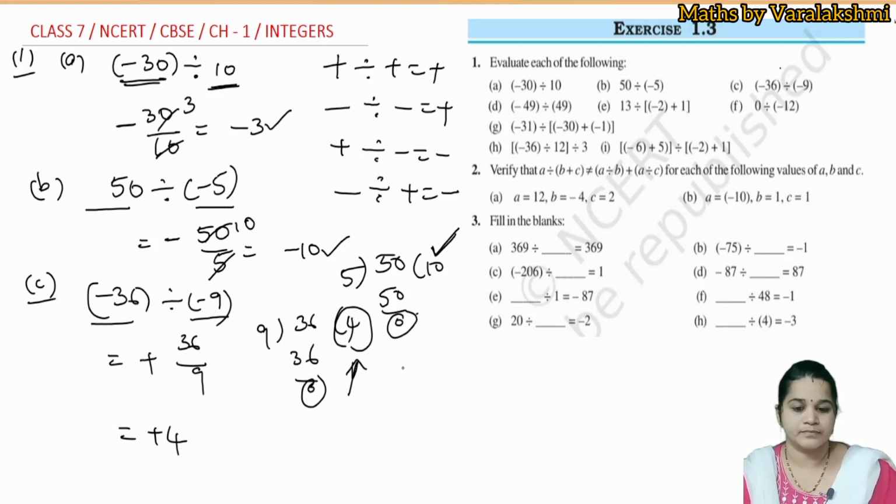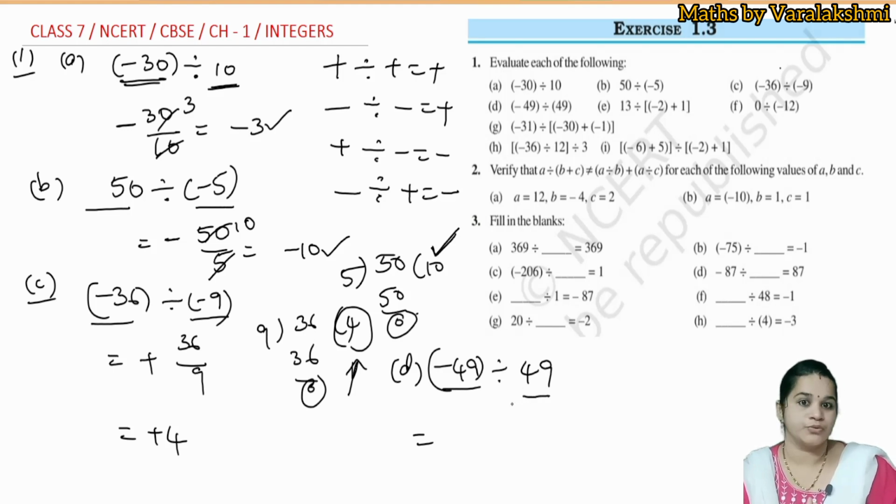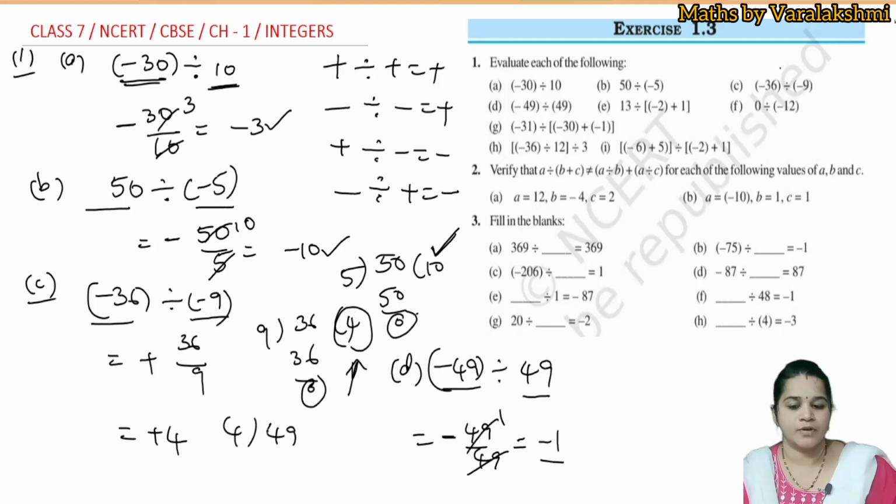Next, D, D is minus 49 divided by plus 49. Negative integer, positive integer, two integers of opposite sign, so we'll get the negative answer only. 49 by 49, in the 49 table they will cancel one time. So minus 1 will be the result. Or simply we'll do it like this: divide 49 with 49, 49 ones are 49, that is 0. This quotient will be the answer.